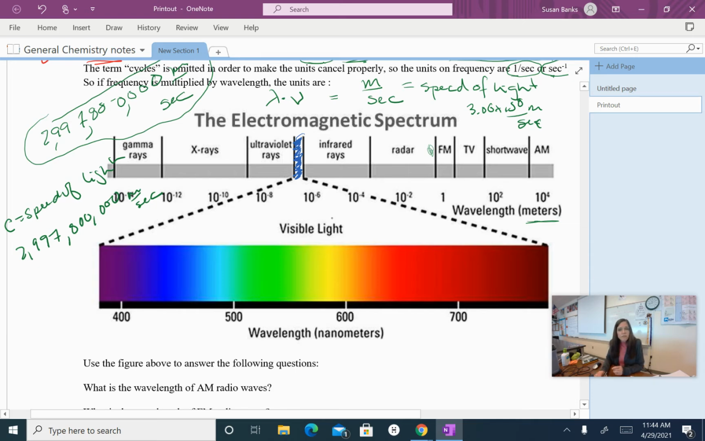Then we have infrared that feels like heat to us. Then we have our little bit of visible light. Then we have ultraviolet rays. These are the rays that create sunburn. So these are the rays that create sunburn if you are out in the sun too long. That's what makes your skin all irritated and red. Then we have X-rays in here. This is what we use for our medical imaging.